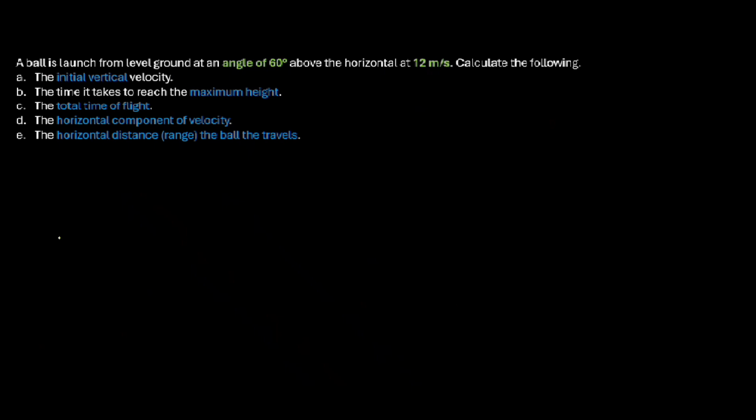Now let's solve another similar problem. A ball is launched from ground level at an angle of 60 degrees above the horizontal at 12 meters per second. Calculate the following. Part A of the question is asking you to find the initial vertical velocity. So let us first write down what is given to us. I have the initial velocity, which is 12 meters per second, and I have the angle theta, which is 60.